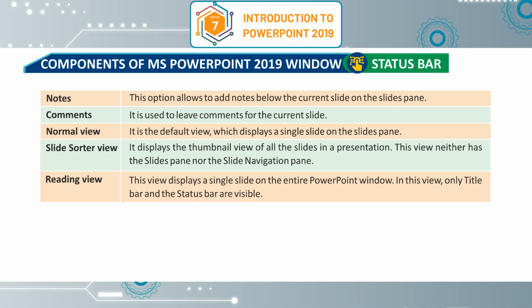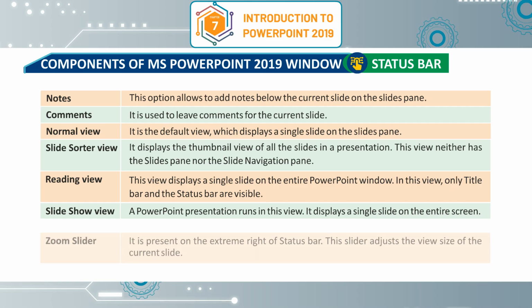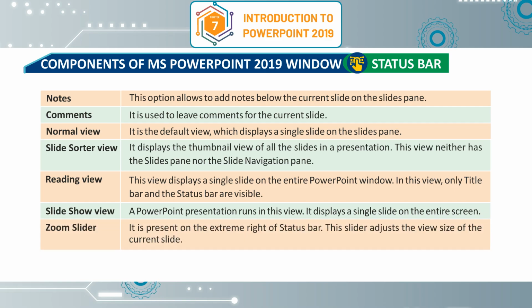Reading view. This view displays a single slide on the entire PowerPoint window. In this view, only title bar and the status bar are visible. Slideshow view. A PowerPoint presentation runs in this view. It displays a single slide on the entire screen. Zoom slider. It is present on the extreme right of status bar. This slider adjusts the view size of the current slide.